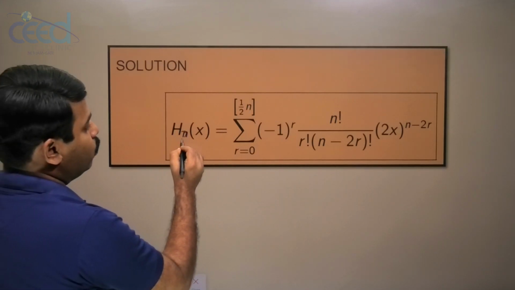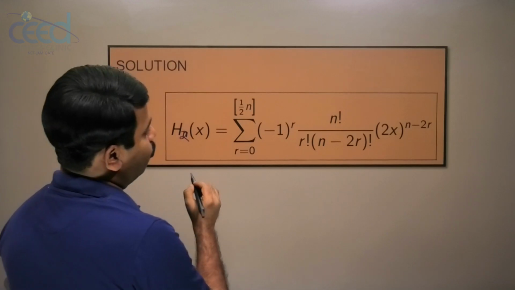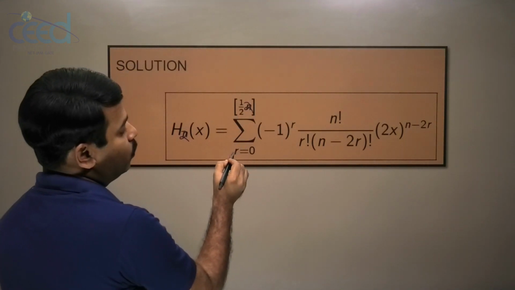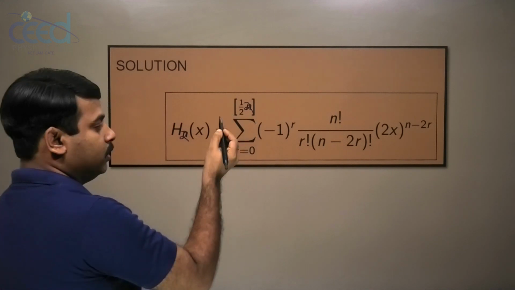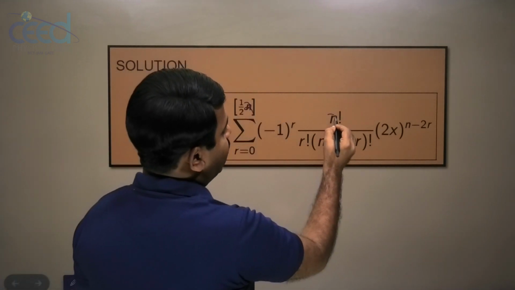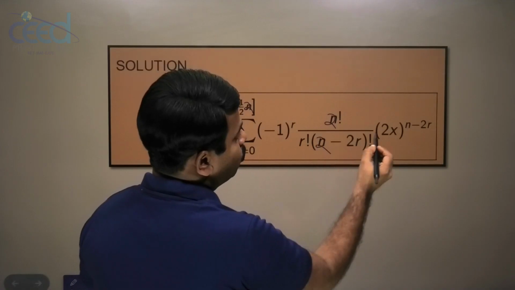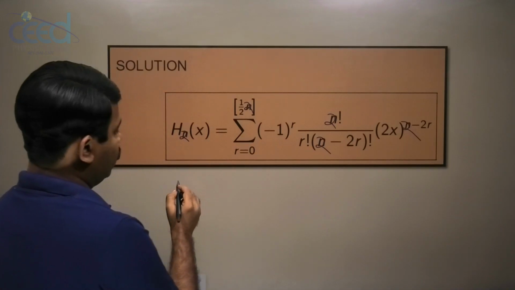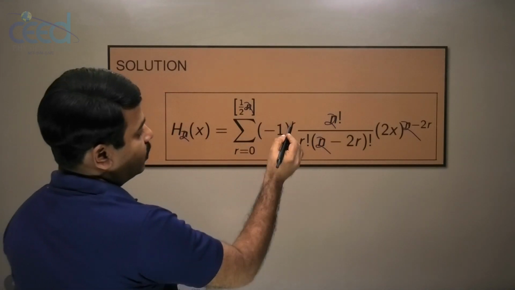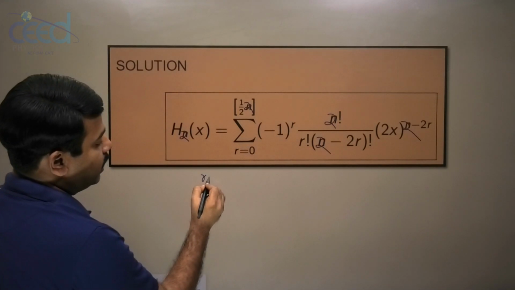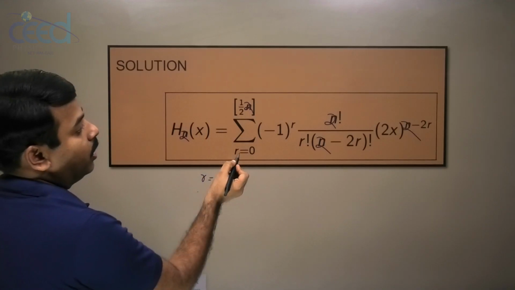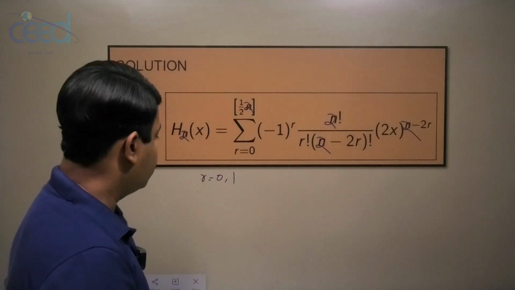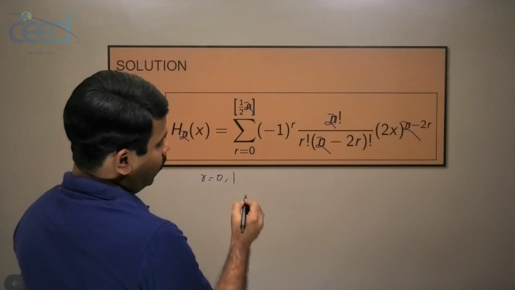Suppose you are finding h2 of x. Then 2 by 2 comes, so r has 2 values, r is equal to 0 to 1. Then 0, 1 come. Here n is again 2, this n is 2, and this n is also 2. Now we can substitute the values in h2 of x. First put r is equal to 0. r can take values 0, 1. r is equal to 2 by 2, 1. The greatest integer of 1 is 1. So let us substitute that value.